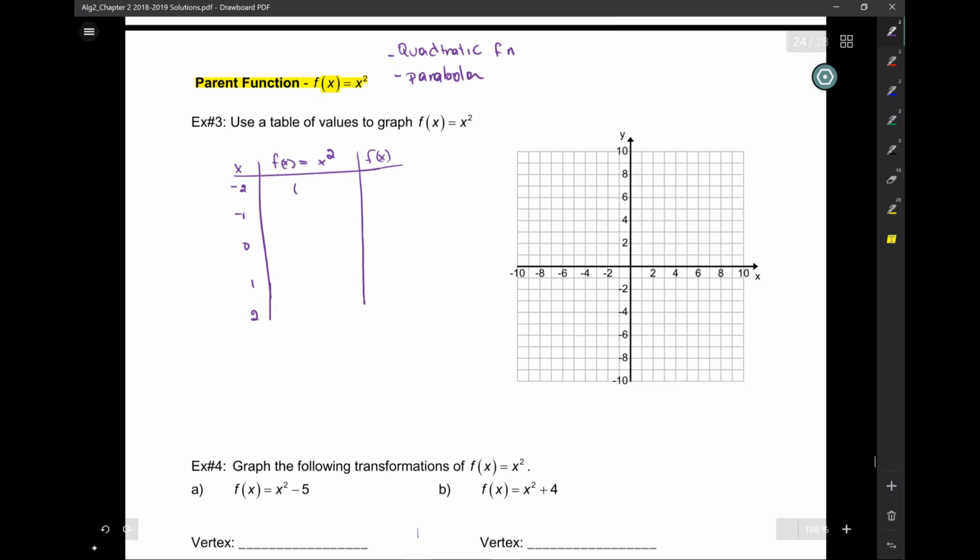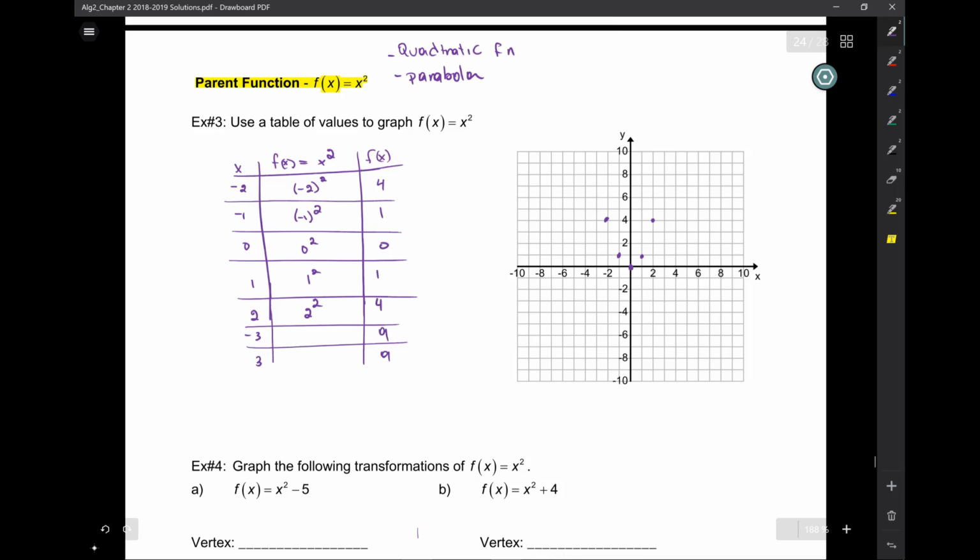Okay, so when I have -2 for x and I square it, I get a 4. And when it's -1, what do I get? And 0, 1, 2. Okay, so now let's graph this. So at -2, it's a 4. At -1, it's a 1. 0, 1, 1, 2, 4. Okay. Just for fun, if I wanted to do -3 and 3, what do I get? 9 for both, right? So 9. 1, 2, 3, 9. Okay?